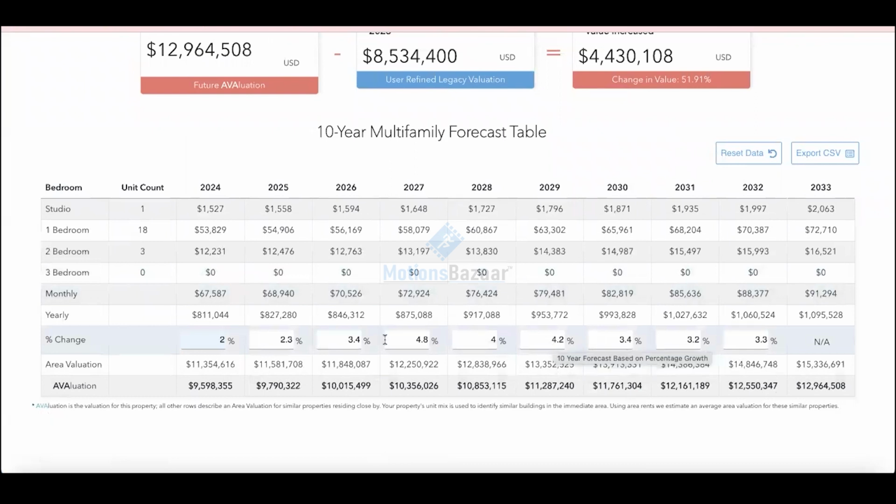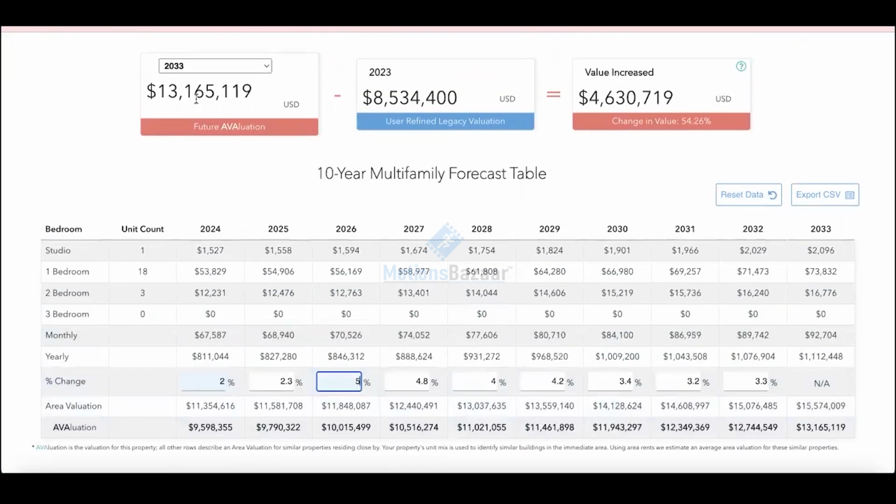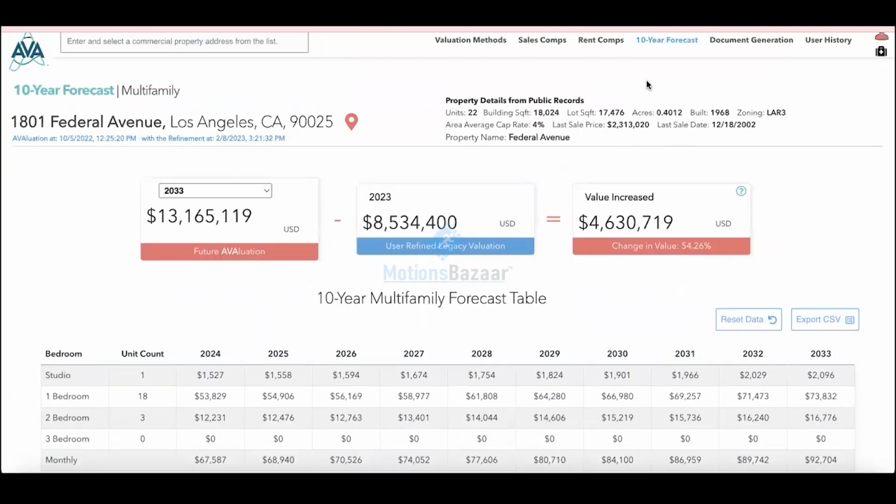So we're using that. But let's say in this year, in 2026, you do a major renovation where you go, well, we're going to improve easily 5% in terms of our rents. It then pushes everything going forward into the ultimate future valuation. We can see if I bought it for this, what the increased value is. That's a 54% increase. If I amortize that over 10 years, it's a 5.4% increase in value.